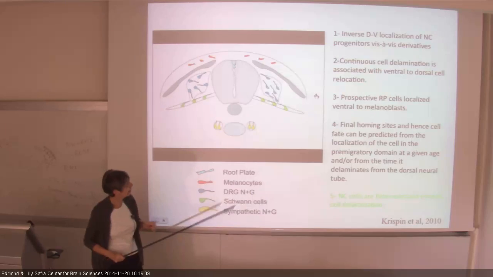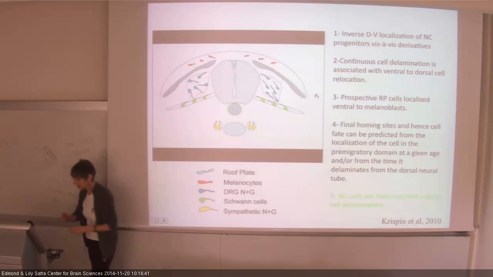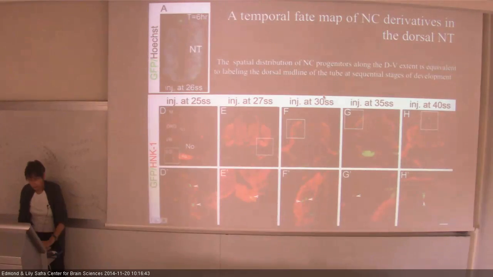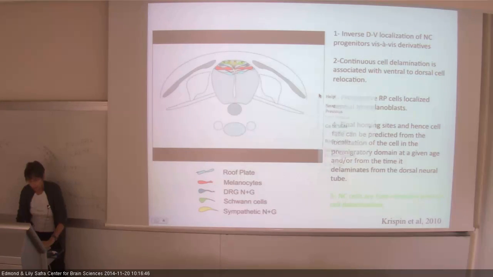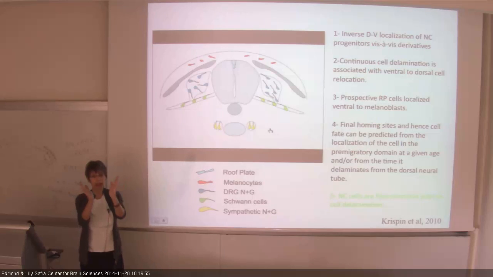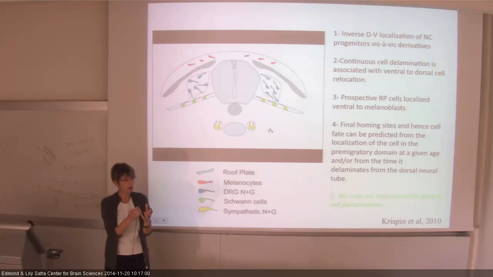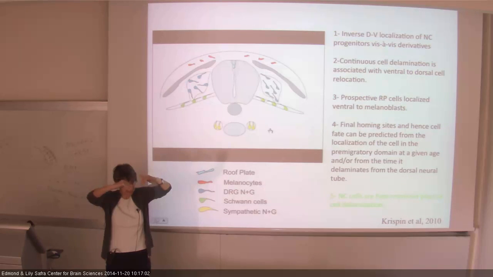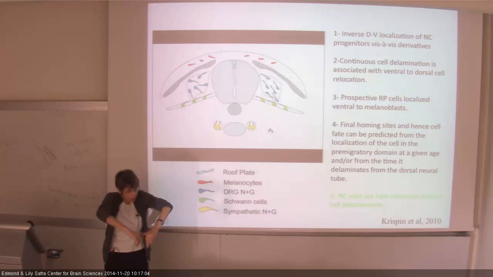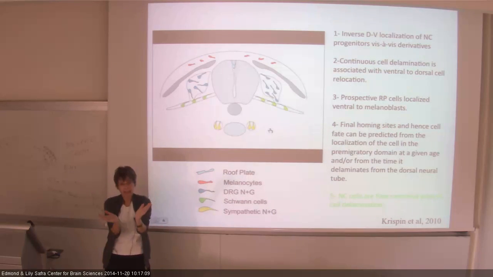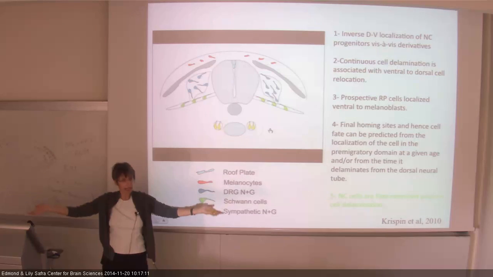And there is another thing. Look now at the tube, not at the periphery. Look at the tube. Once the cells leave, there is a ventral to dorsal relocation of progenitors. So it works like, think about a sand clock, in which once the sand enters into the lower compartment, the other particles of sand will move towards it. So the cells do this and then they leave, like a funnel.